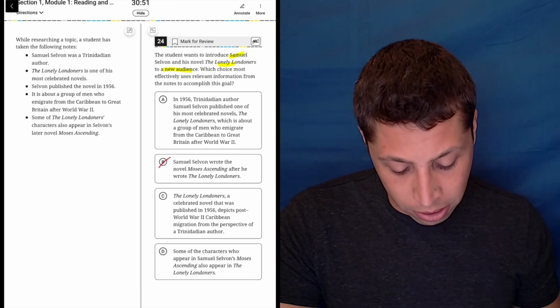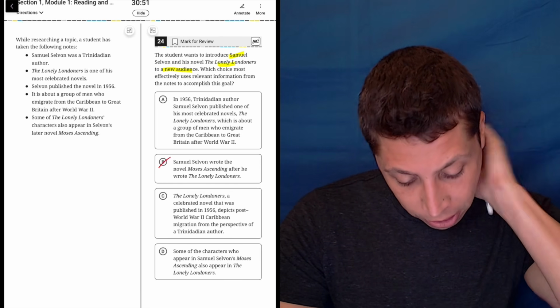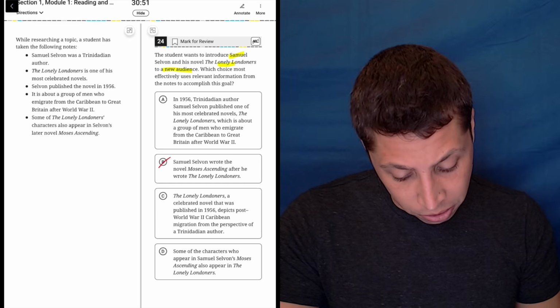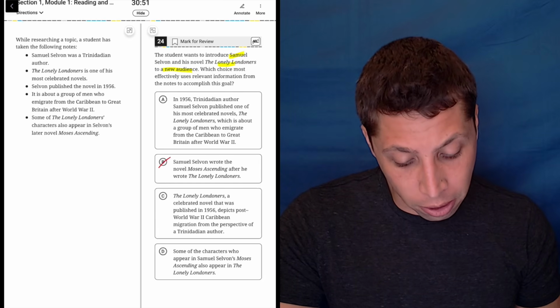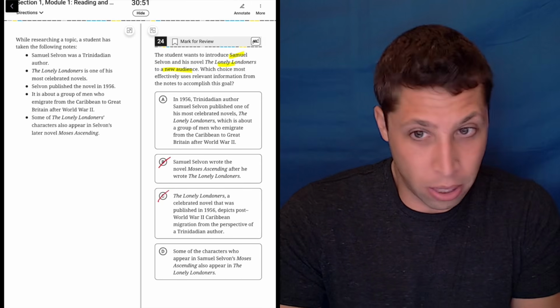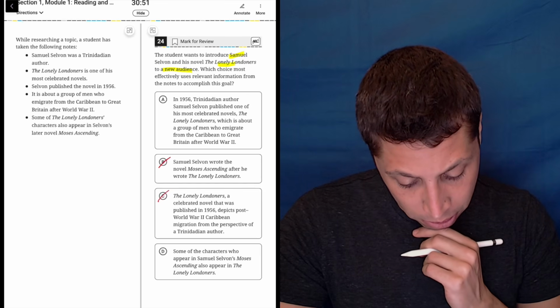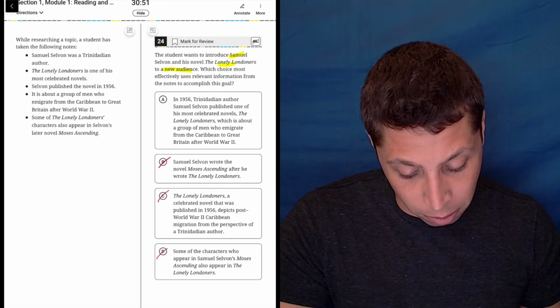So this is backwards. C, The Lonely Londoners is a celebrated novel that was published in 1956, depicts post-World War II Caribbean migration. Well, this doesn't talk about the person. It's the perspective as Trinidadian author, but it doesn't mention Samuel Selvin, and we need to put him in here. So that doesn't make sense. Some of the characters who appear in this book also... Okay, so again, this is about the other book. So I think it's A.